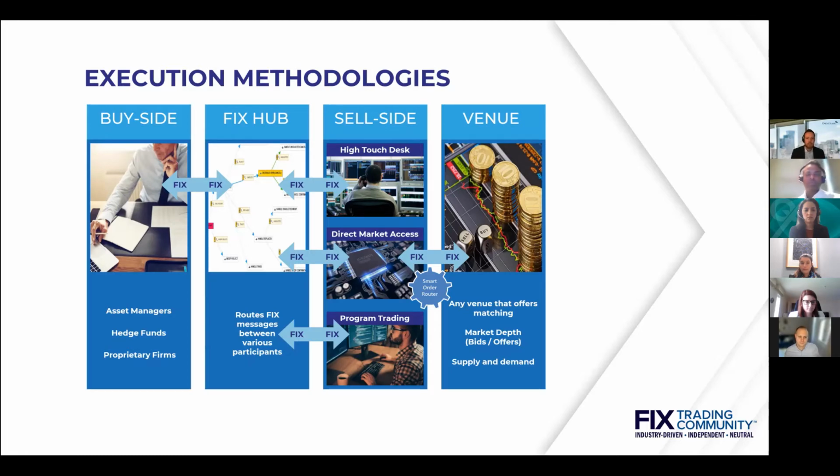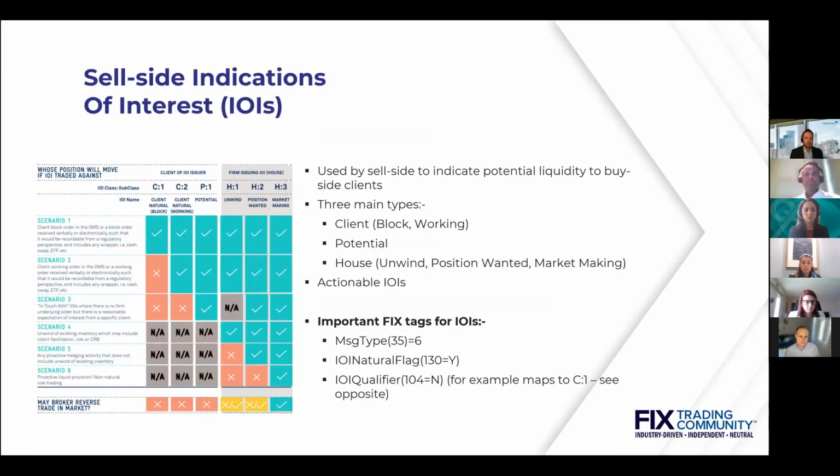So now I'm going to run through a few of the ways that the buy side used to determine how to route their orders. First up, indications of interest, or IOIs. These are used by the sell side to indicate liquidity or potential liquidity to their buy side clients. There are 3 main types. Client, which is where the sell side has either block liquidity or a large order being worked in the market from another buy side client that could be matched up.